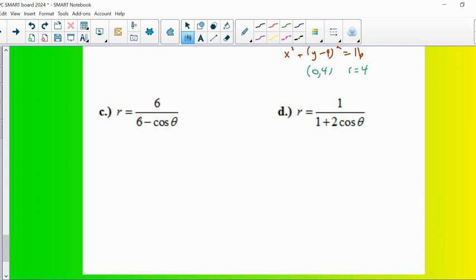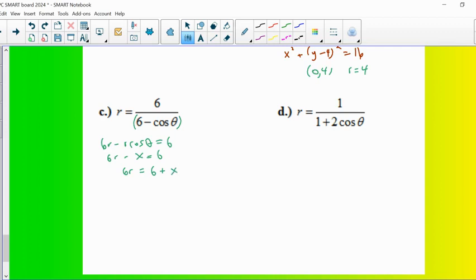So let's multiply this denominator across. So we get 6r minus r cosine of theta equals 6. And you might recognize an r cosine theta as an x. Let's use that to our advantage. So 6r minus x is equal to 6. Now, we kind of want to get rid of all of our r's and thetas, but we don't want to undo what we just did by converting one of our cosines to an x. So I'm going to move that x across. So I have 6r is equal to 6 plus x.